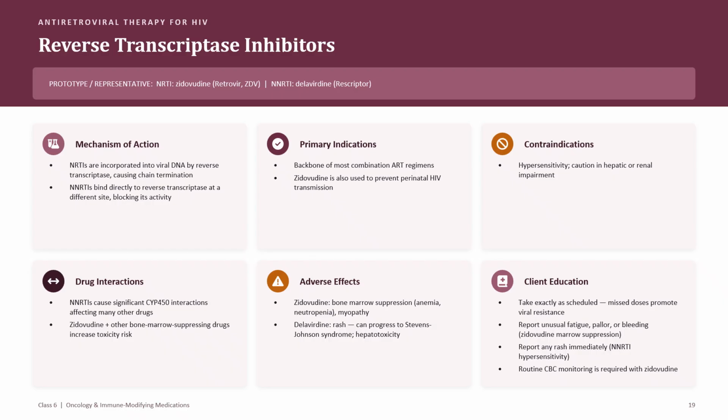So with zidovudine, you want to watch for bone marrow suppression. And then you want to watch for a rash with the delavirdine, because in rare cases that rash can progress to Stevens-Johnson syndrome. So when a patient is on an NNRTI, any new rash gets reported immediately. We don't tell them to just watch the rash and see if it spreads. Any new rash that they notice gets reported immediately.